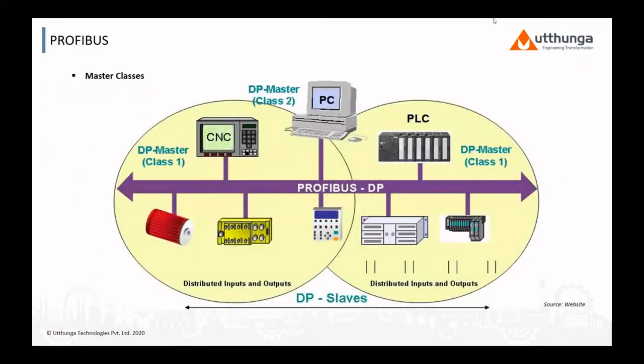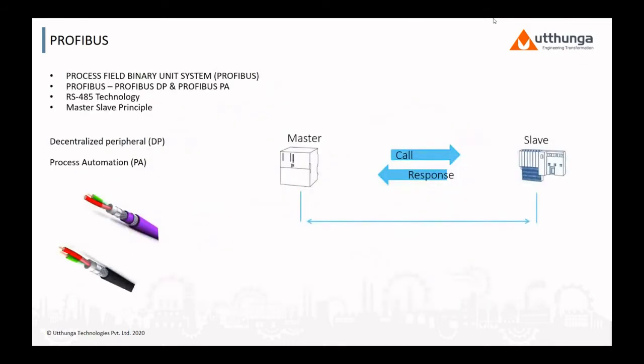You can see the two types of cables. The violet color cable is the PROFIBUS DP and the black color cable is the PROFIBUS PA. Comparing the baud rate, PA has a maximum baud rate of 31.25 kilobits per second, while PROFIBUS DP has a maximum baud rate of 12 Mbps.